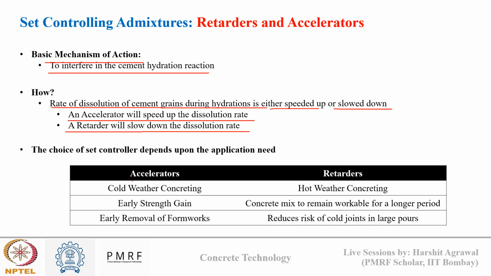We will use accelerators in cold weather concreting, in high early strength gain concrete, or where we need early removal of formwork, because here we want our concrete to set early. We require retarders in hot weather concreting, in concrete mixtures which we want to remain workable for a longer time, or in concrete mixtures where there is a risk of cold joints. In such cases we want our concrete to remain workable for a longer time, and thus we use a retarder. Now, what is this cold joint?